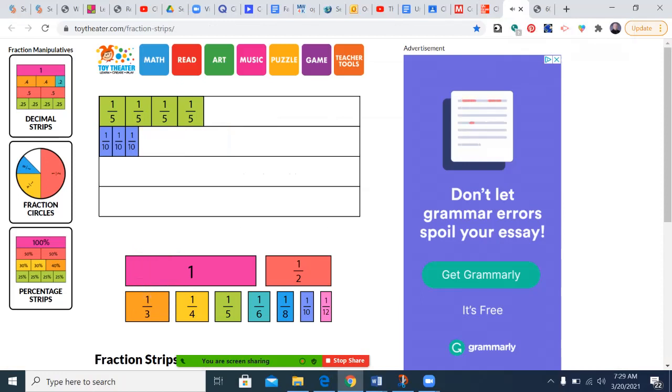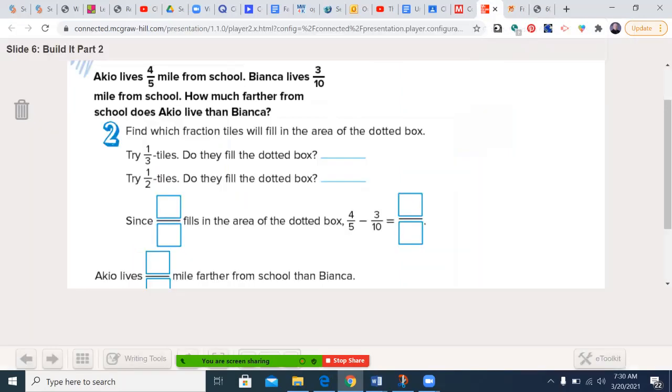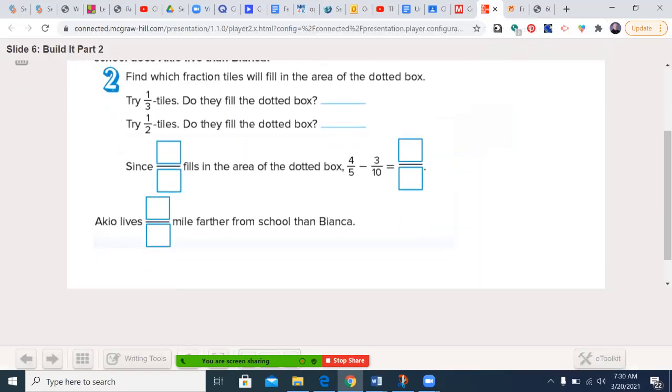Try 1/2 tiles. Do they fill the box? It does. And then how many? Well, there's just one there. So let me bring up on the screen some spots for you to write here.